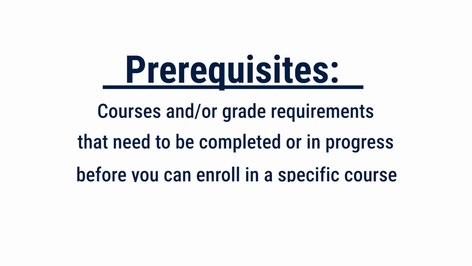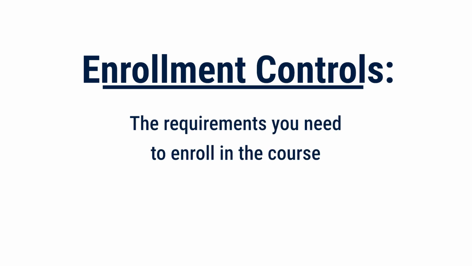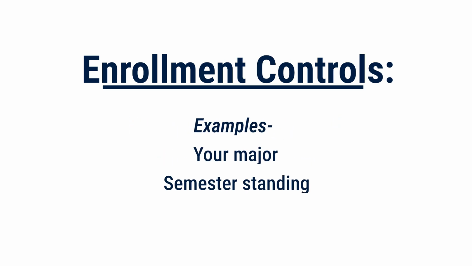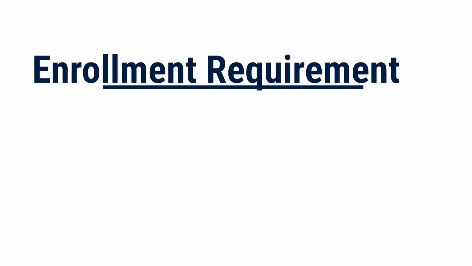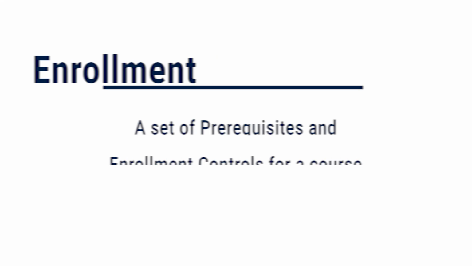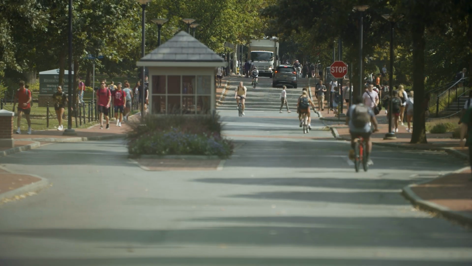Prereqs are courses and/or grade requirements that need to be completed or in progress before you can enroll in a specific course. Enrollment controls are requirements needed to enroll in the course, such as your major or semester standing. Enrollment requirements include both prereqs and enrollment controls. Not meeting enrollment requirements will cause an error when enrolling or validating your schedule.